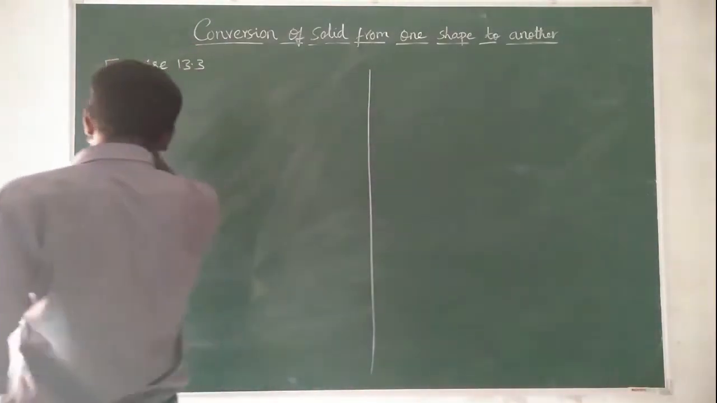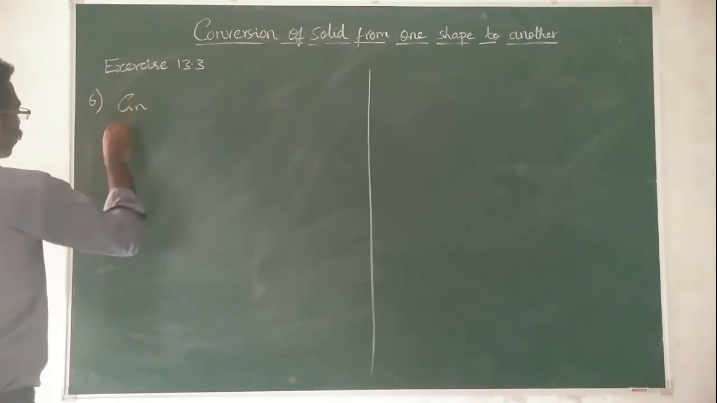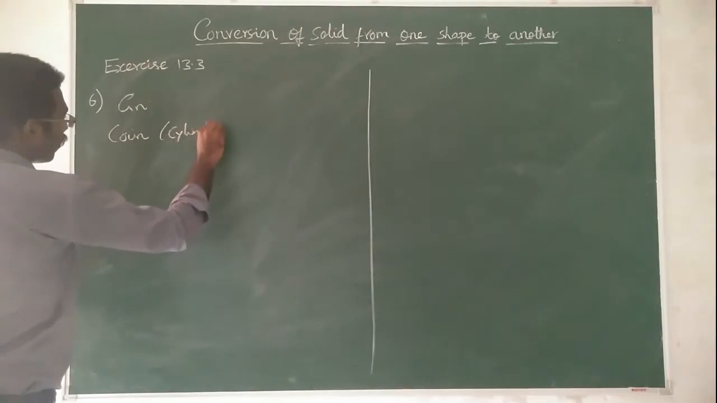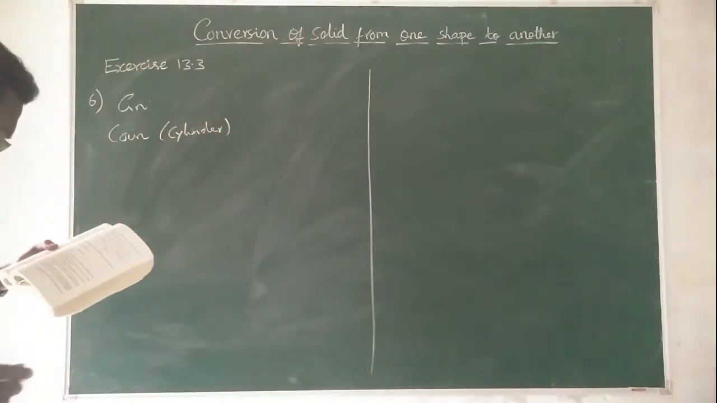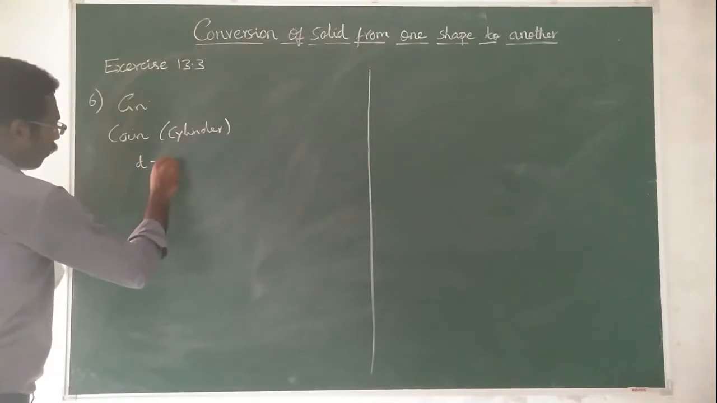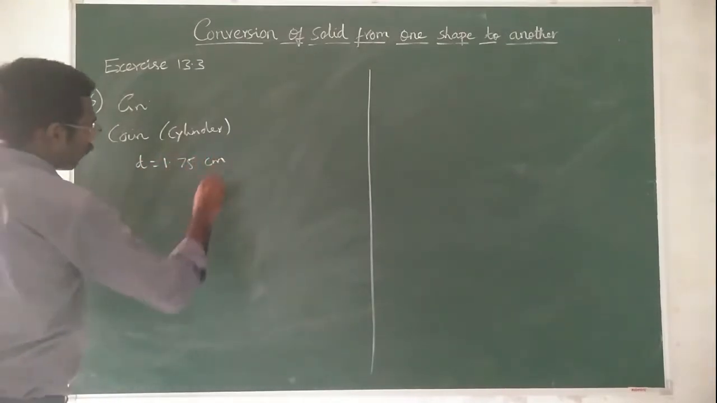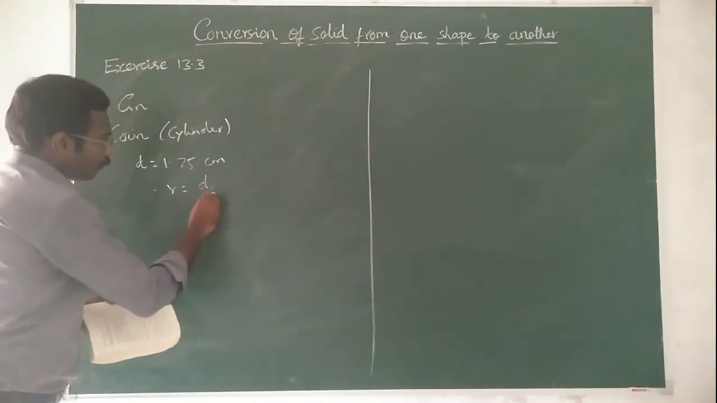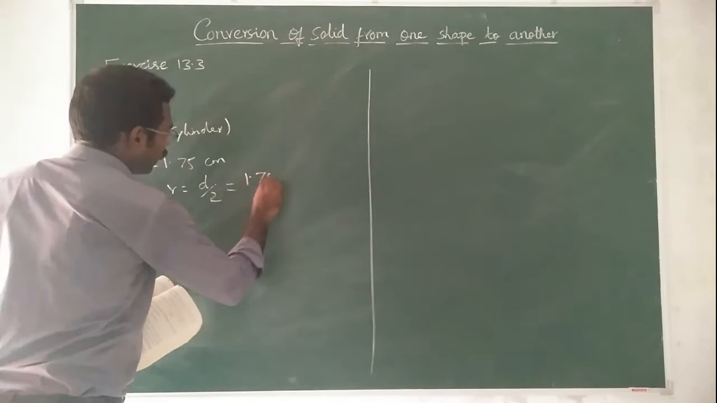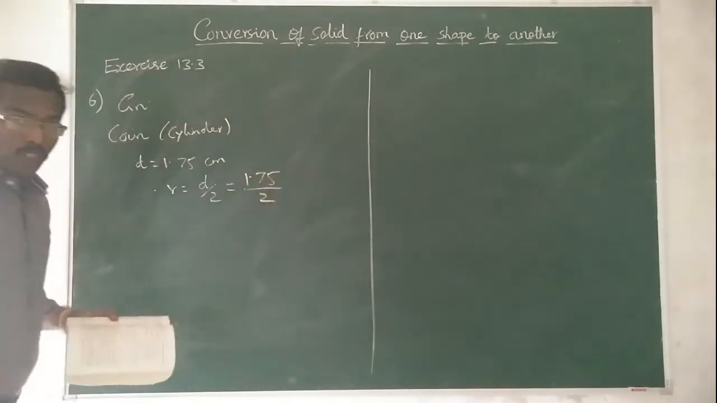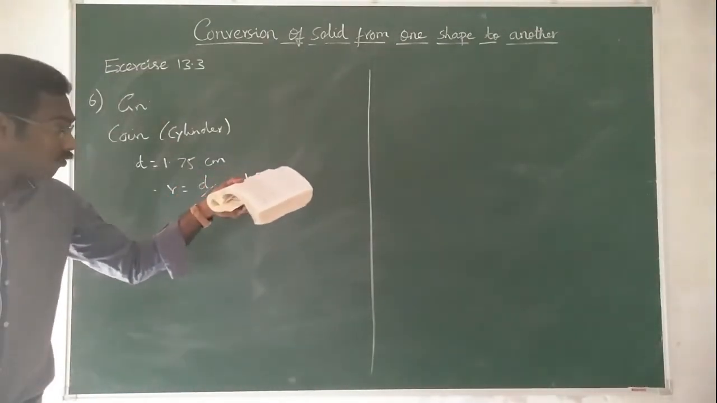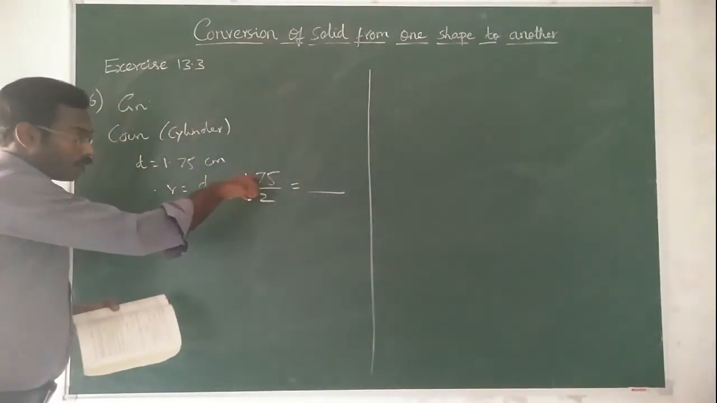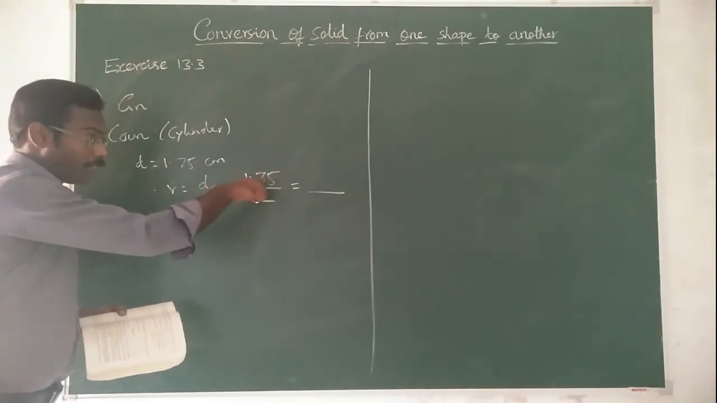So given data, coin means the shape is cylinder. What is the parameter given? Diameter is equal to 1.75 centimeter. Whenever diameter is given, immediately find the radius. Therefore, radius is equal to diameter by 2, that is equal to 1.75 divided by 2. So you can keep it as 1.75 by 2 or you can multiply. After the point 2 digits are there.